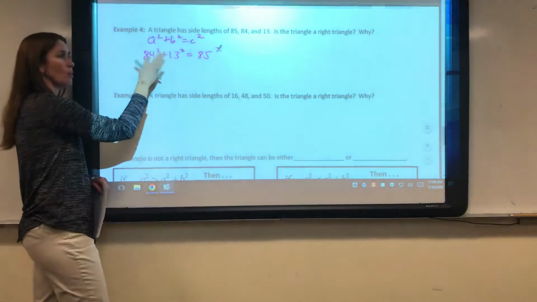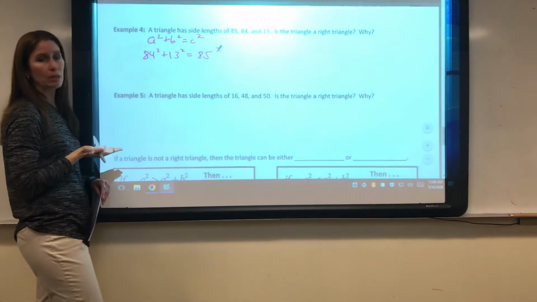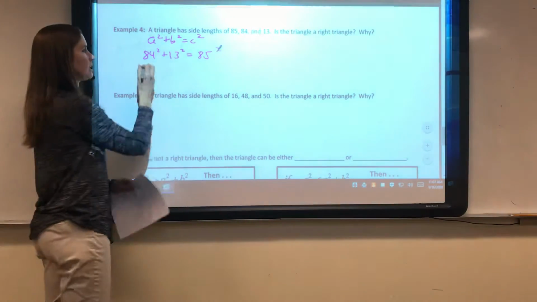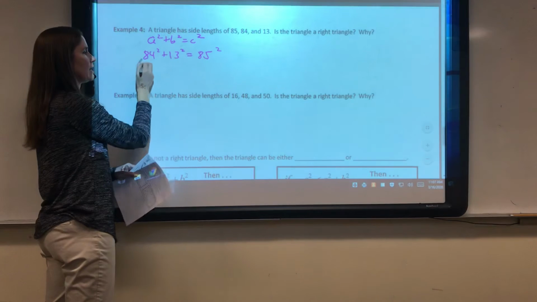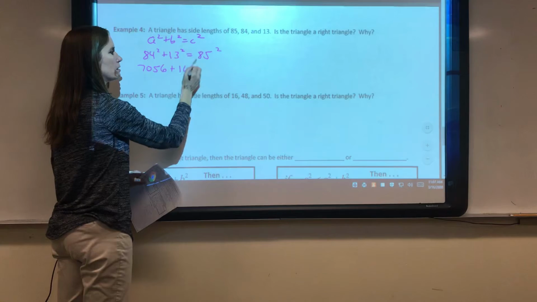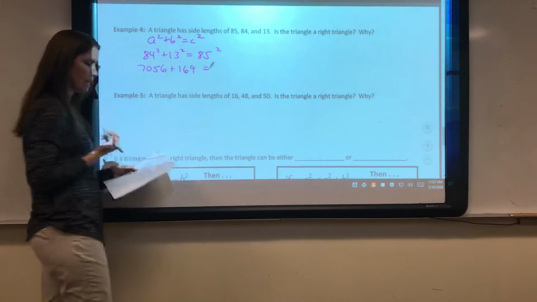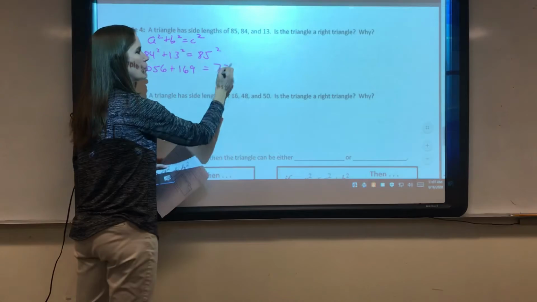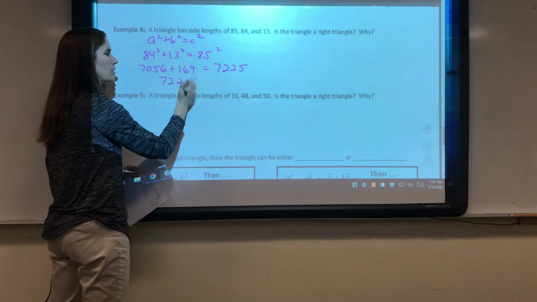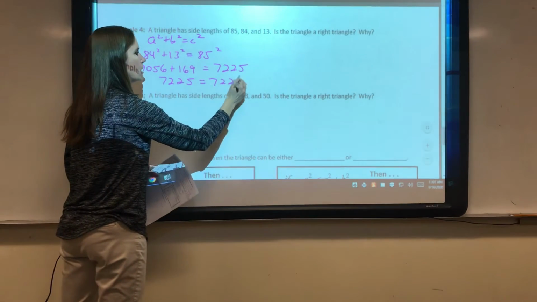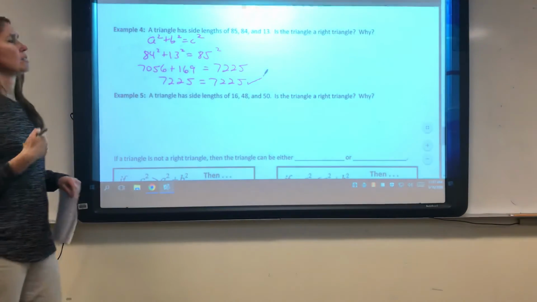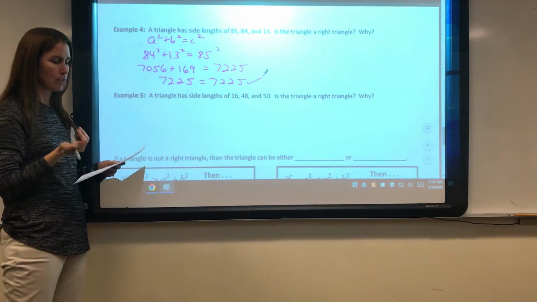It doesn't matter which I put in for a or b, but it does matter what I put in for c. Then I'm just working on both sides and seeing if I get a true statement. So in this case, I get 7,056 plus 169, which is 13 squared, is equal to 85 squared, which is 7,225. If I add these two up, I get 7,225. Since it equals out on both sides, yes, it satisfies the Pythagorean theorem, and if it satisfies the Pythagorean theorem, then yes, it's a right triangle.